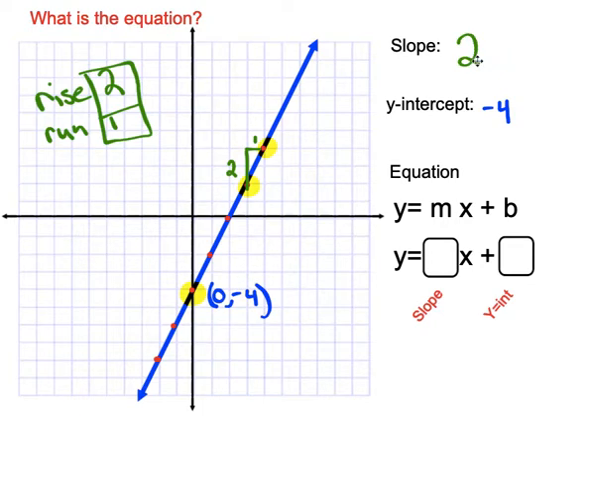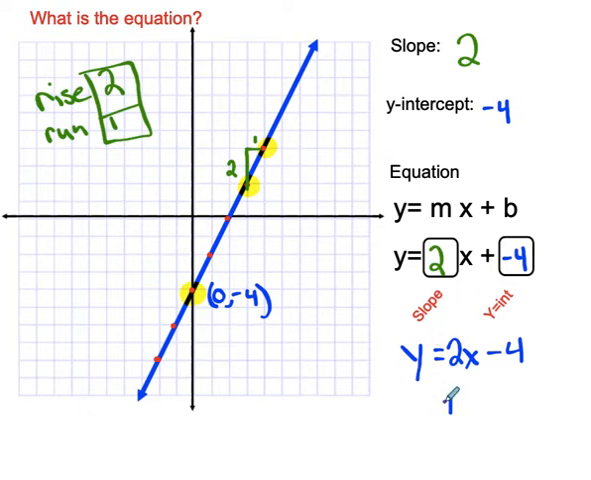2 divided by 1 gives me a slope of 2. With this information, I can fill in the equation. It's y equals mx plus b. Instead of m, I'm going to write the slope, 2. And instead of b, I'm going to write the y-intercept, which is -4. So my equation for this line is y equals 2x plus -4, or some people write it as y equals 2x minus 4.